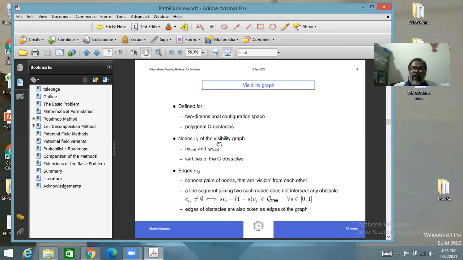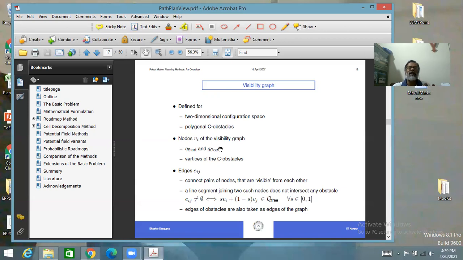So in the visibility graph, nodes are Q start and Q goal, which will be added later when the query is made. Query means when there is a request to connect one Q start with one Q goal. That is typically a query. Okay? So there are two phases of a method. One is the network building, which is done once. The primary roadmap is built, and the second is the query phase, which is done again and again. For every pair of points, you need a query.